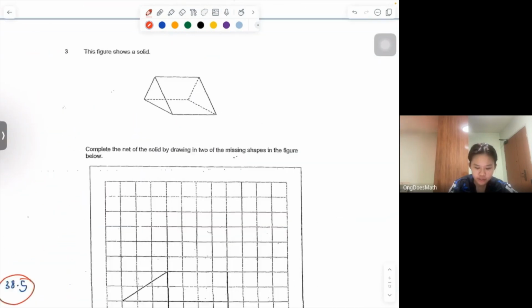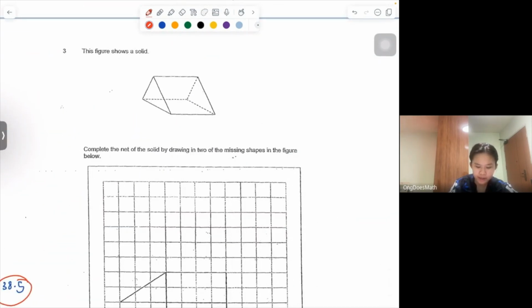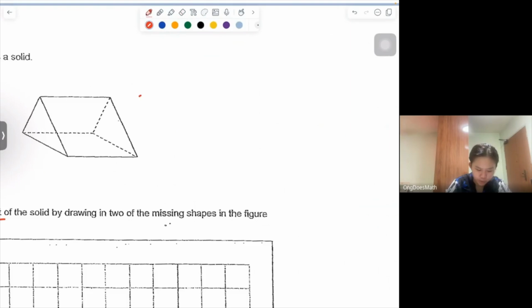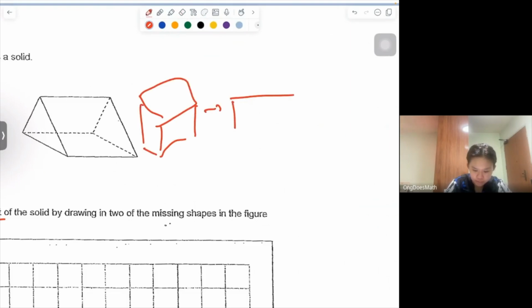Next, the figure shows a solid. Complete the net of the solid by drawing in the two missing shapes in the figure below. A net of a solid, using the Google definition, is a diagram drawn on paper that may be used to make a solid object by cutting and folding along the lines. For a cube, the net is actually something like that.